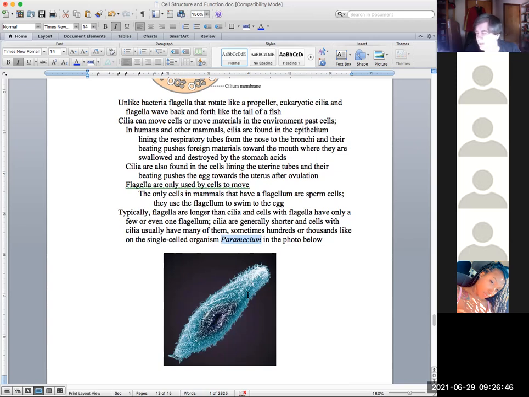Cilia line the upper part of your respiratory tract. And so when stuff gets down into a tube called the trachea that eventually leads to your lungs, you have cilia, and the cilia are always flipping stuff upward. So they're pushing junk out of your lungs. When they push it up into the back of your throat, you swallow it, it goes down your esophagus to your stomach. And those strong stomach acids that we talked about the other day dissolve this stuff that was trapped going down to your lungs.